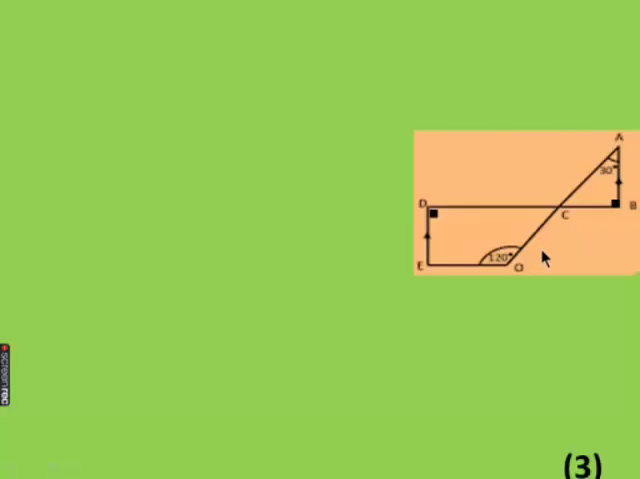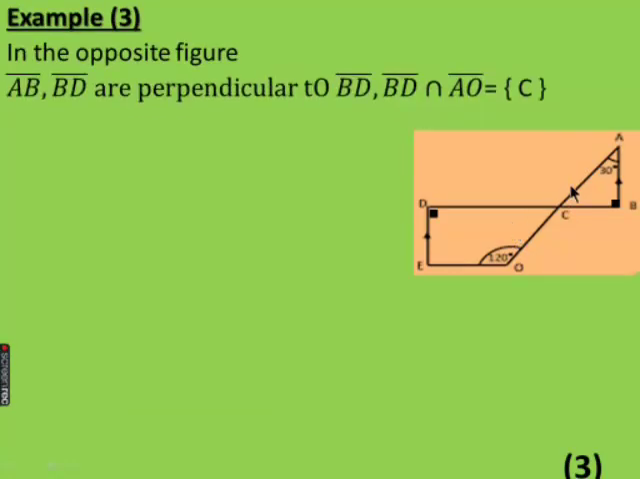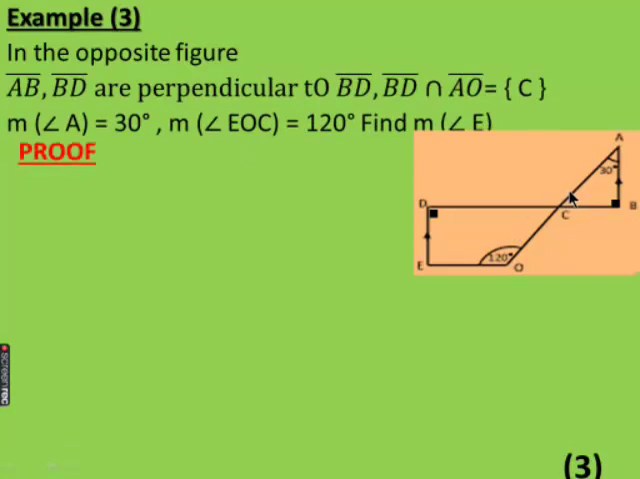Now we are in example 3. In the opposite figure, we have AB and DE as two straight lines perpendicular to BD, and the measure of angle A equals 30, and the measure of angle D equals 120. Now we want to find the measure of angle E.